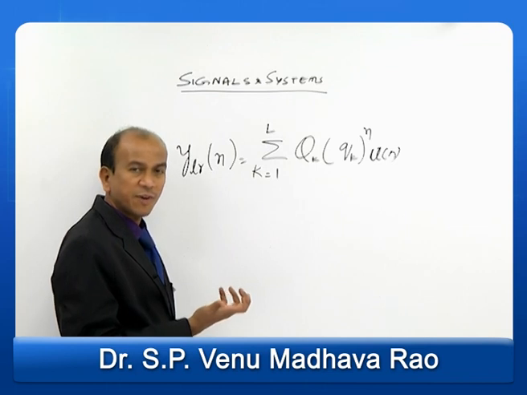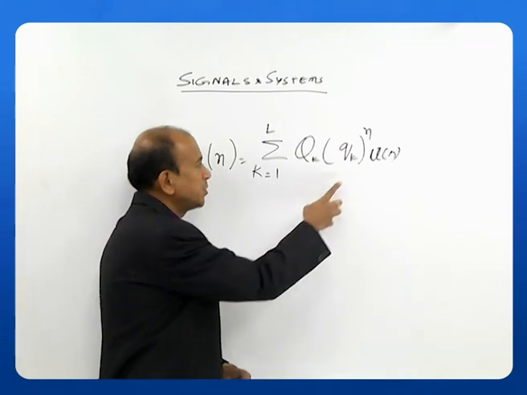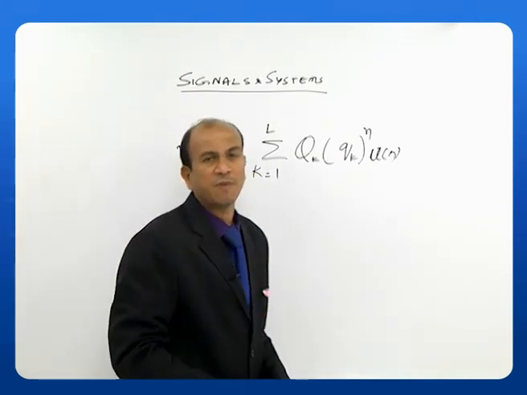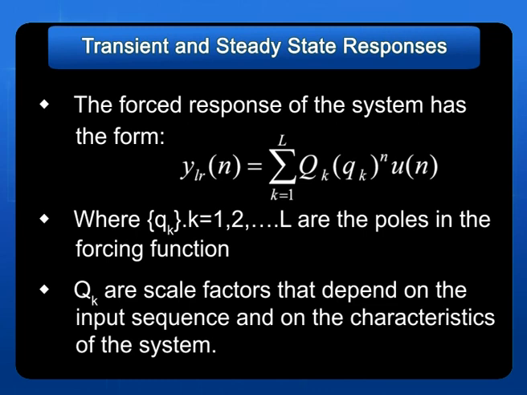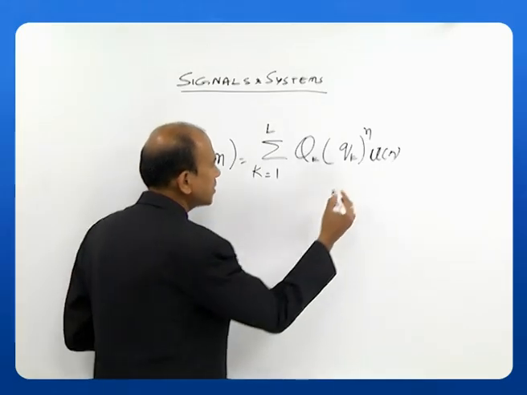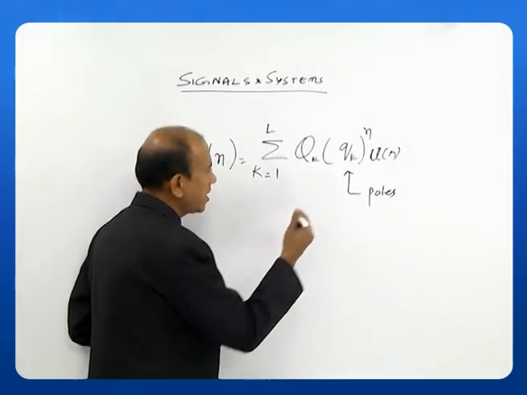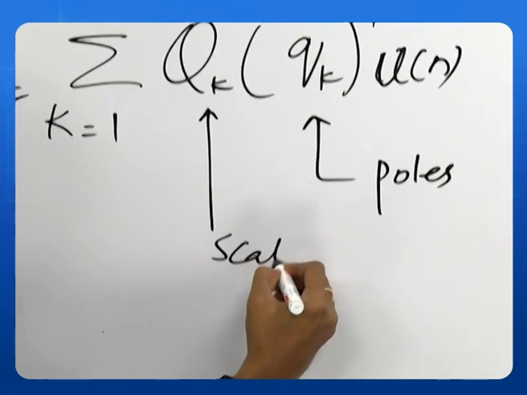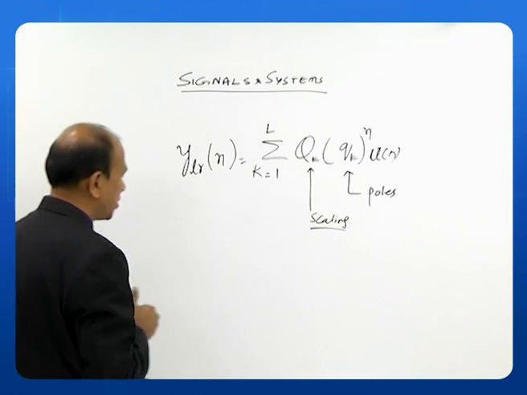Earlier it was not a forcing function because this is a forced response, the input must be a forcing function. So this gives the poles of that forcing function. So here you see qk, where k is from 1 to L, are the poles in the forcing function, and capital Qk is a scaling factor that depends on the input sequence and on the characteristics of the system. So these are poles, again as we have seen earlier, but now these are the poles of the forcing function, and this is the scaling factor, which depends on many things, including the characteristics of the system also.